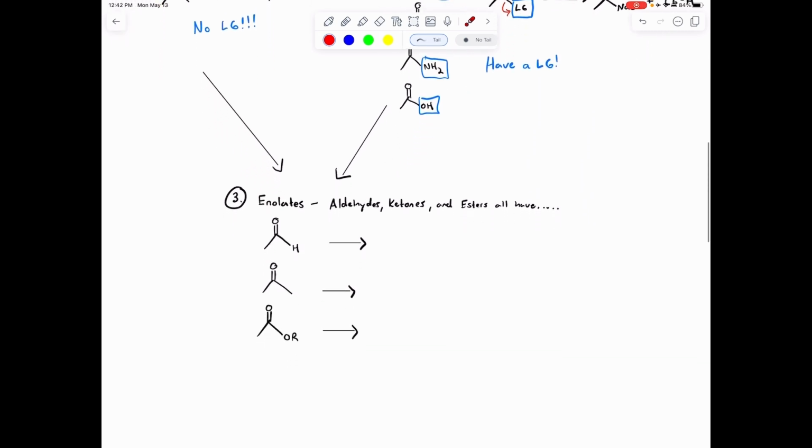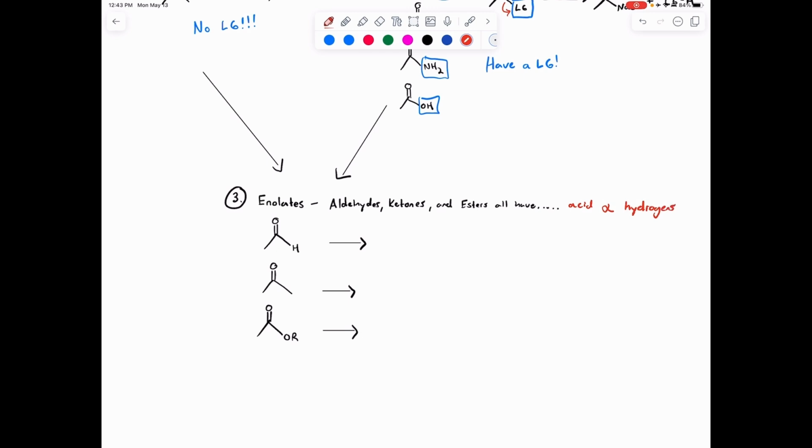And so in this enolate section, the thing that I want you to remember at the very, very outset, the thing that makes aldehydes, ketones, and esters have something in common is that all three of them have acidic alpha hydrogens. Okay? That is the thing that this entire unit hinges upon.